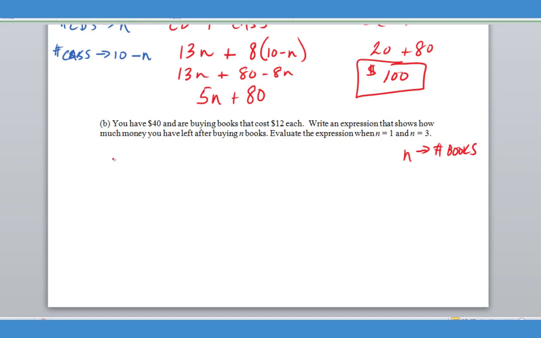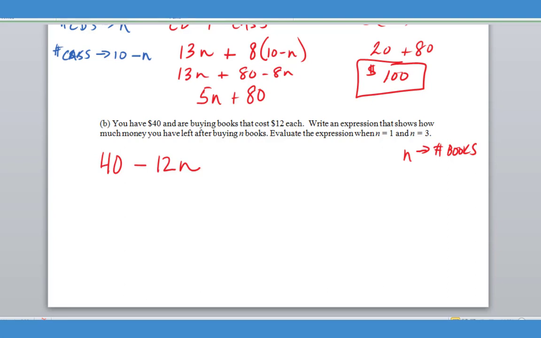So if we start with $40 and we spend $12 for every book that we buy, we'll have our expression representing the amount of money we'll have left over. Notice we did not use an equal sign. We were working with expressions and not equations.